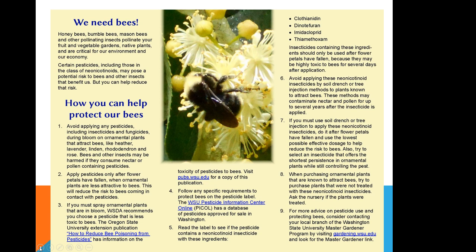Specific measures on page 2 include applying pesticides during a time when plants are not blooming or when it is evident that bees are actively foraging. Applicators can wait until flower petals have fallen and use less toxic pesticides to control pests.